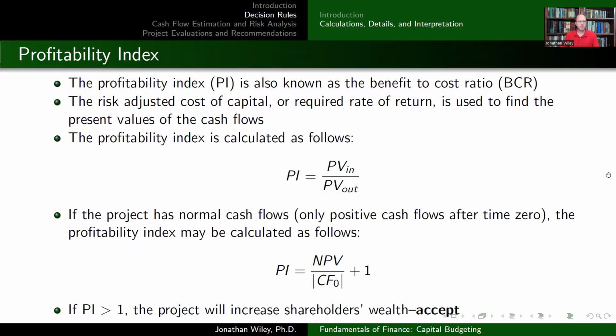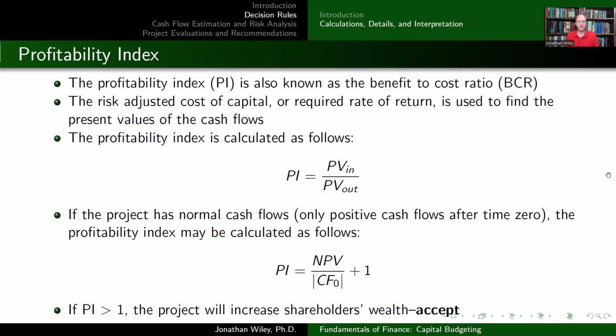All right, so in this video, I'm going to talk about the profitability index or the benefit cost ratio. The profitability index or benefit cost ratio is basically looking at how much present value we get in return relative to the present value of whatever was spent to initiate a project.